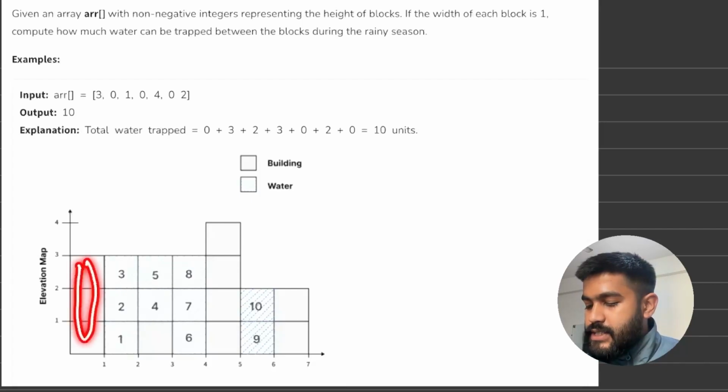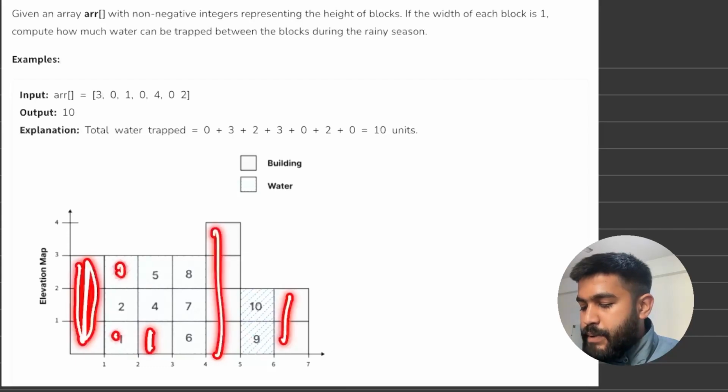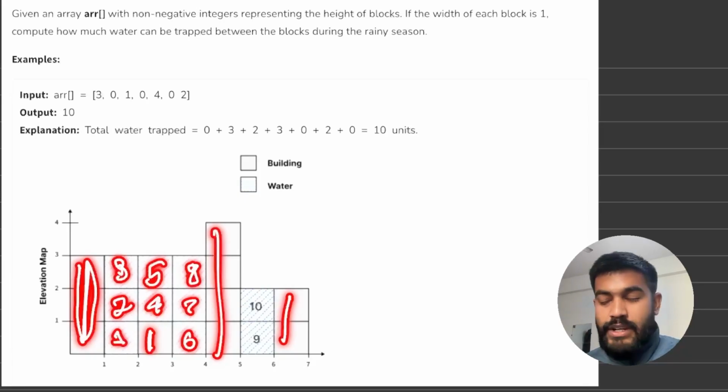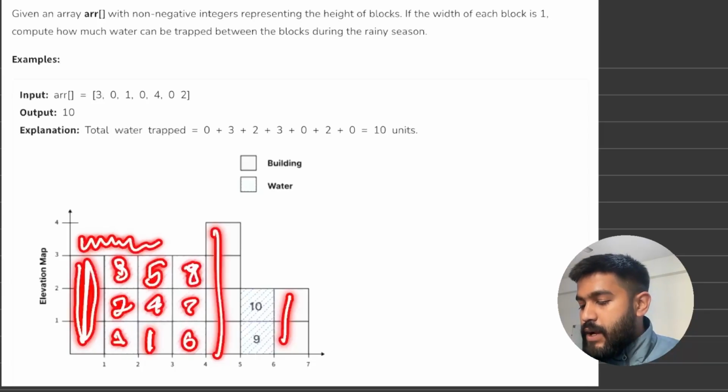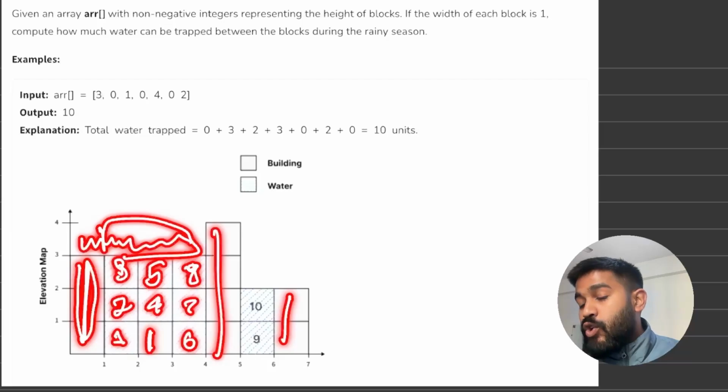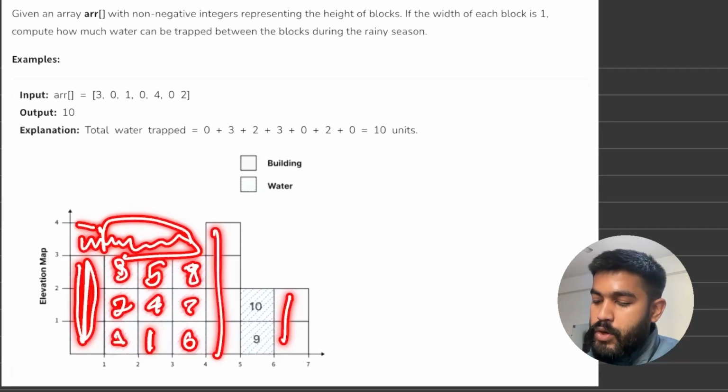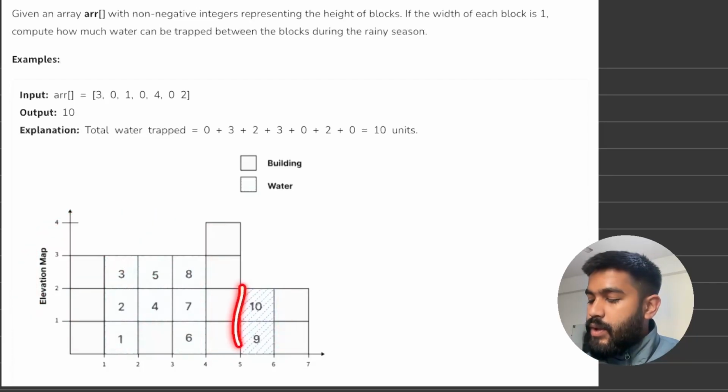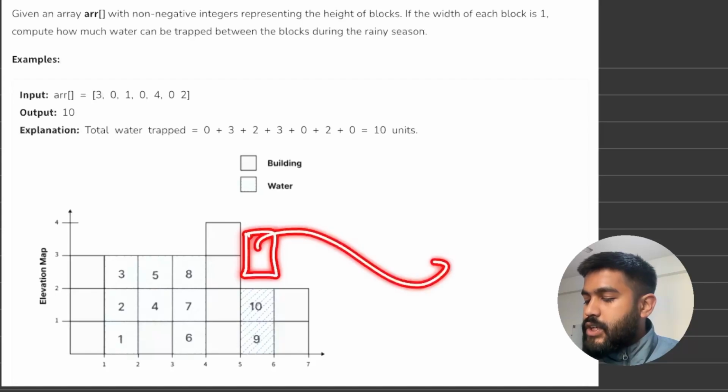So if this is a wall, this is a wall, this is a wall, this is a wall, then water can be trapped: 1 unit of water can be trapped here, 2, 3, and then 4 and 5 and then 6 and then 7 and then 8. One important observation is that if you spill water over here, it won't be able to hold. Why? Because the water would be spilling out from this section. Fair enough? Now, there is one more, that is 9 and 10.